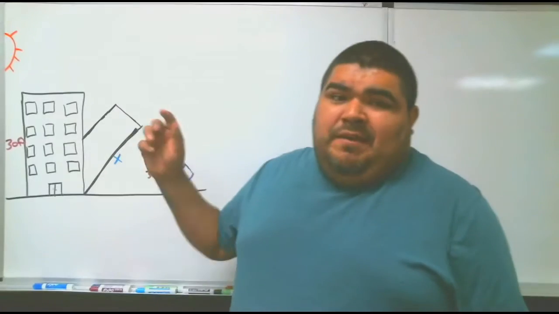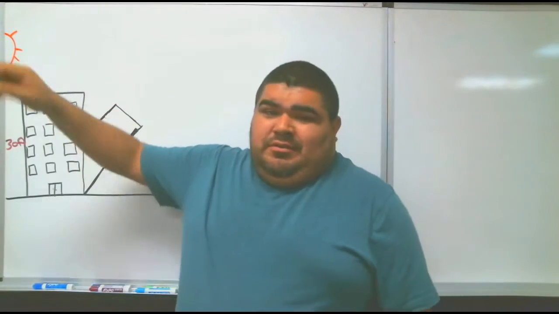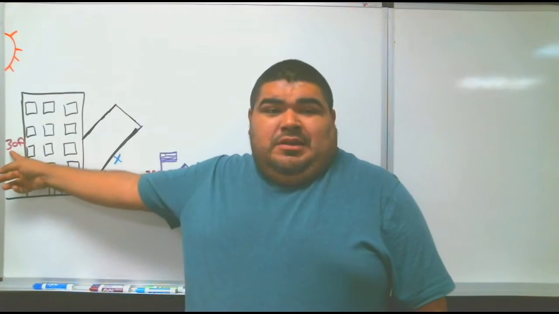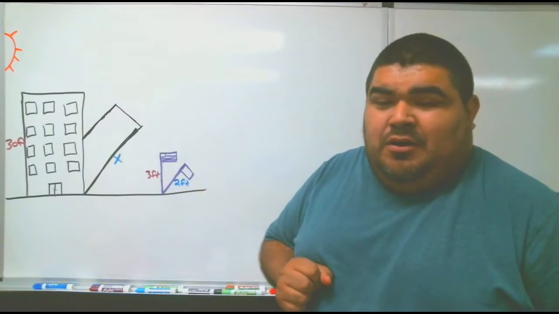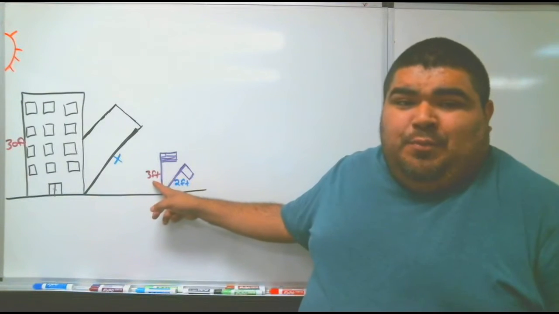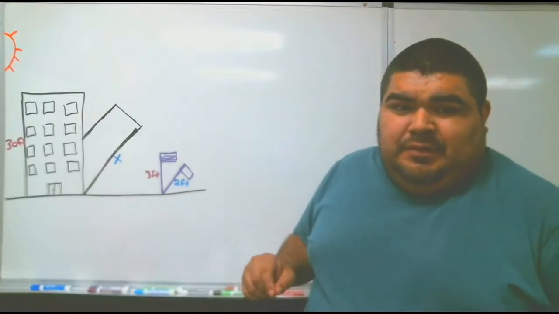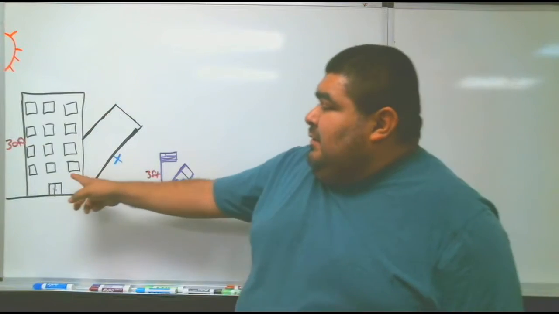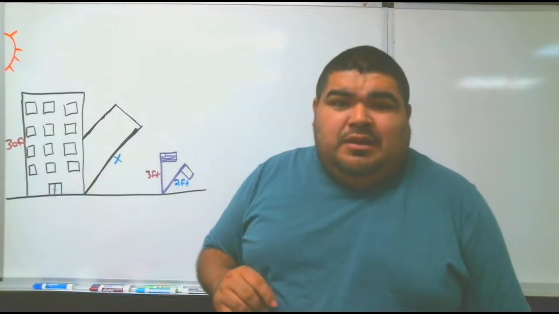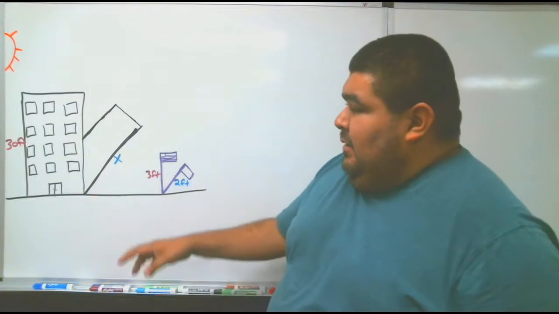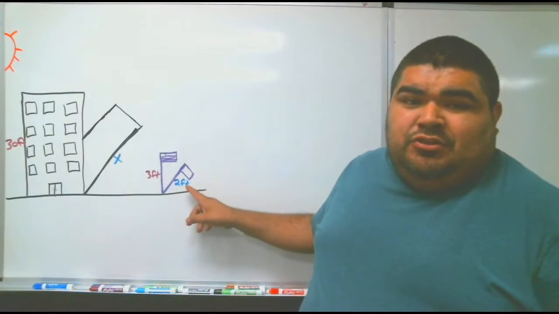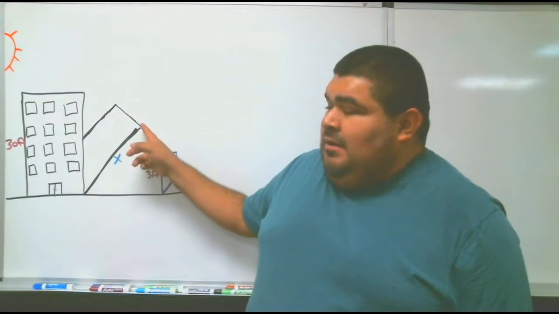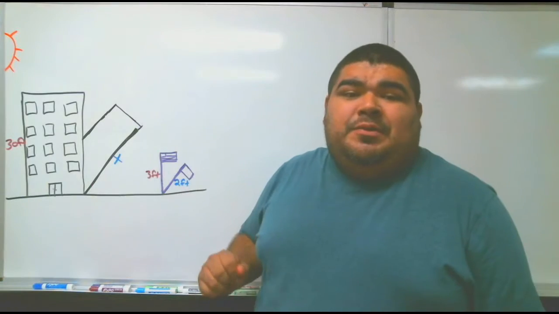Here, we have a problem. We have our sun here. We have this building. This building is 30 feet tall. We also have a flagpole that is 3 feet tall. When the sun comes up, both of these objects cast a shadow. The shadow of the flag is 2 feet tall. We want to find out what the shadow of the building is.